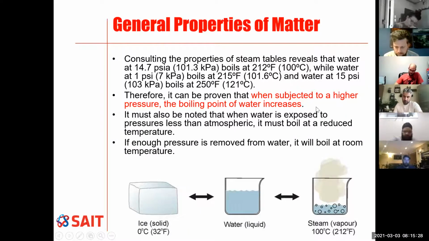And of course, on the other side of it, once you have less atmospheric pressure, the boiling point is reduced, right? So the higher we go on a mountain top, the higher elevation we go, the boiling point is less than 212. So they say here, if enough pressure is removed from water, it will boil at room temperature. Okay, well, that's if we're in outer space or something. I mean, you really got to get some kind of vacuum going there.